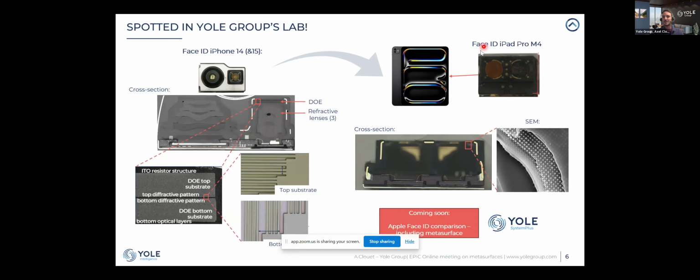And now the iPad Face ID module, the latest one. Here there is a cross section of the module. You see that in front of the illuminator there is only one single element, and actually when we performed SEM imaging, we saw that it's a nanopillar-shaped element, so a metasurface. We'll do a report comparing the structures of this module in terms of pure architecture and cost, so stay tuned to our activity.